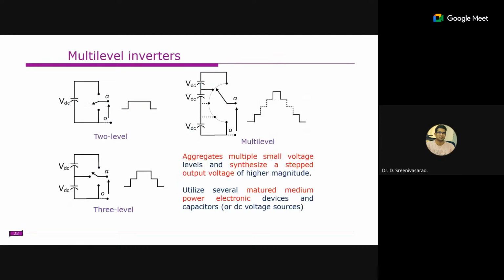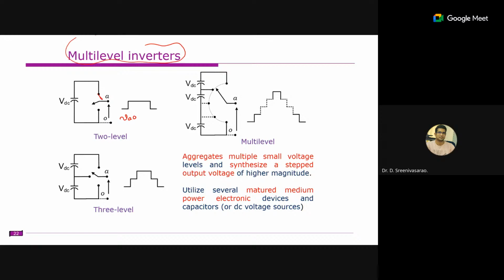So next we have the multi-level inverters. This is how a multi-level inverter is generated. Let us assume that we have one DC source and one switch connected, and that switch is toggling between A and 0. You are measuring the voltage across VA0.